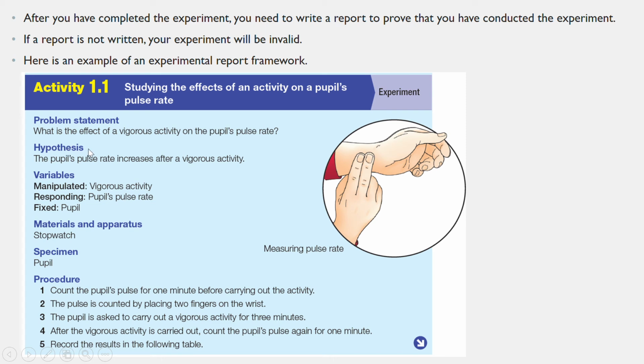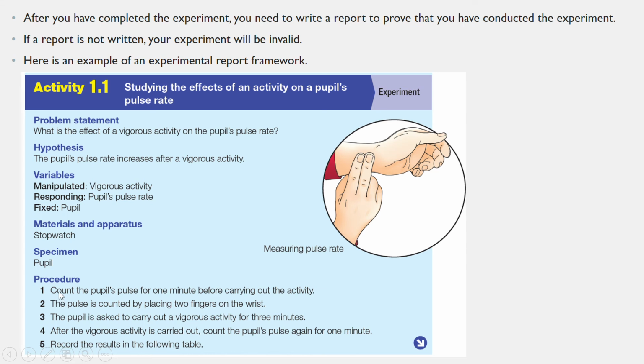There's a hypothesis which will relate the responding and also the manipulated variables. Okay, there are fixed variables over here. So 3 pemboleh ubah ini. Materials and apparatus. Okay, specimen, bukan semua eksperimen ada specimen. And procedure. For procedure, look at the kata kerja.